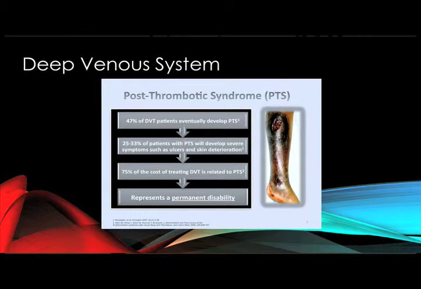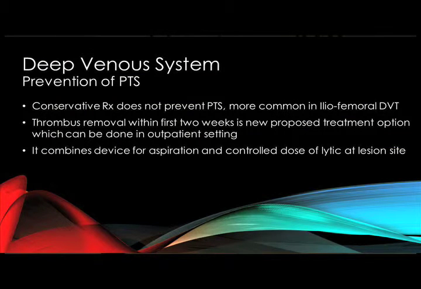So if you look at the pathophysiology of post-thrombotic syndrome, they develop severe symptoms, scarring, damage to the valve, and eventually it leads to a permanent disability. This is one of the major reasons people apply for disability at a younger age, is the DVT. So how do you prevent post-thrombotic syndrome? As I said, heparin and Coumadin don't prevent it. The only way you can do it is by actual removal of this clot within the first 2-3 weeks.